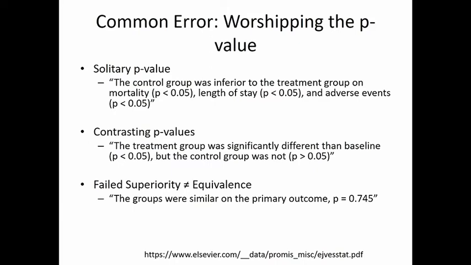Contrasting p-values. You see this in animal studies all the time. The treatment group was significantly different than baseline, but the control group was not. That is a very common sentence in animal studies, and that is not valid. If you want to compare the 2 groups, you should compare them. Like Evan said, failed superiority does not equal equivalence. The groups are similar in the primary outcome, p equals 0.745. That doesn't tell me that the 2 groups are similar. That tells me that they were not different based on a null hypothesis test, which may or may not have been properly conducted. So we can't do that.